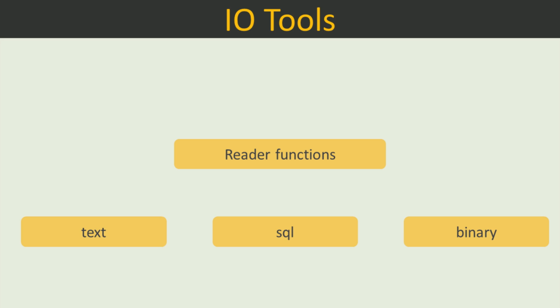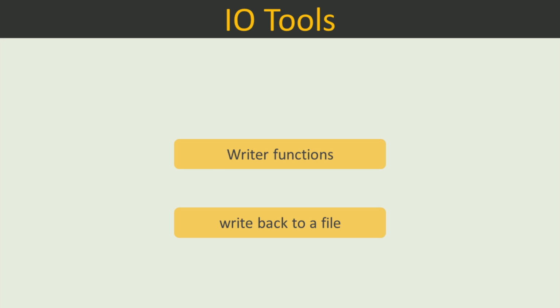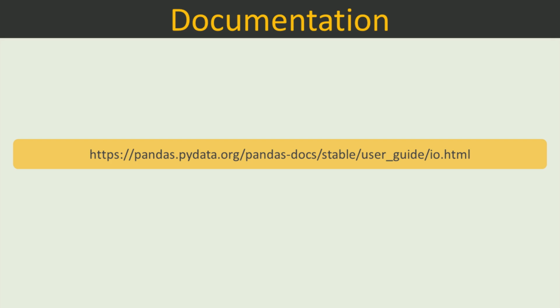The Pandas I/O tools is a set of top-level reader functions that can read from text, binary or SQL files and returns a Pandas object such as a data frame. The reader functions have their corresponding writer functions that will write the Pandas object back to a file. The documentation for the I/O tools can be found in the given URL.